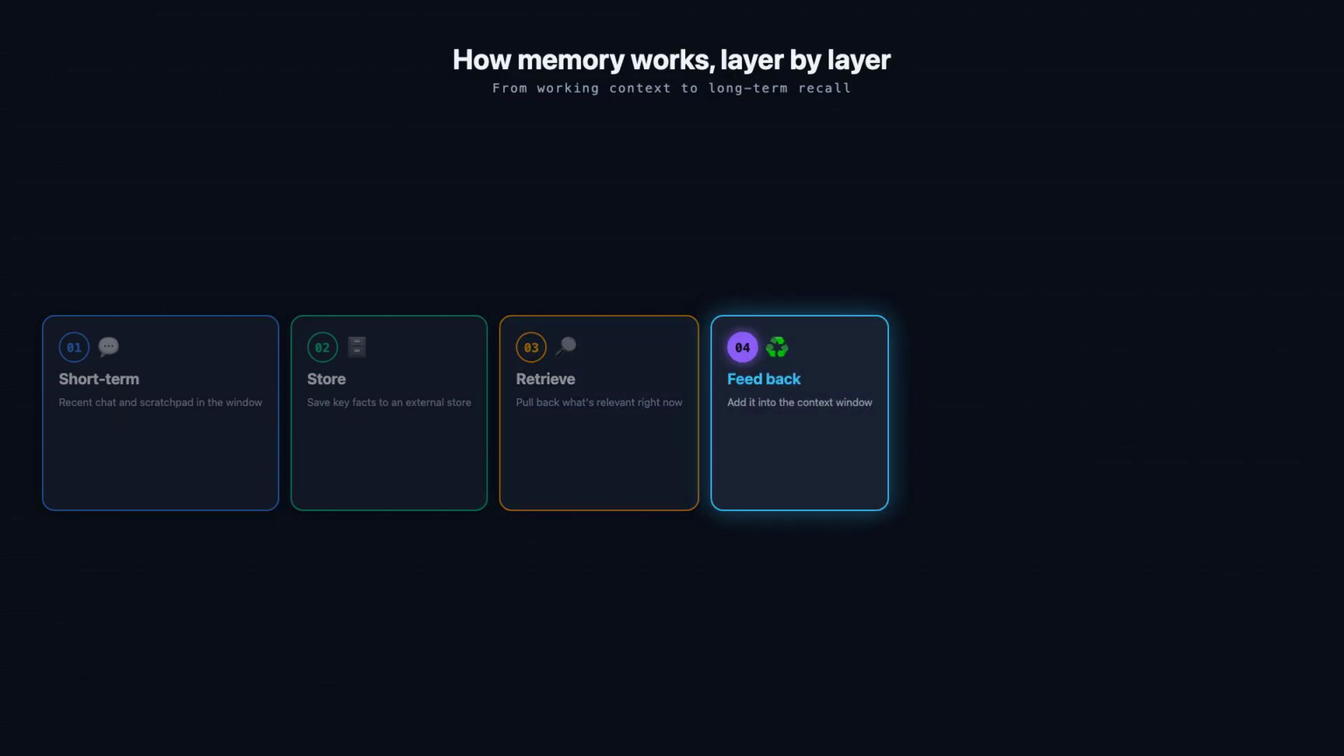Those retrieved memories then get fed back into the context window, right alongside the recent conversation. Now the model has both the immediate thread and the relevant history in front of it, so it can answer as though it genuinely remembers. Then the whole cycle repeats on the very next turn.